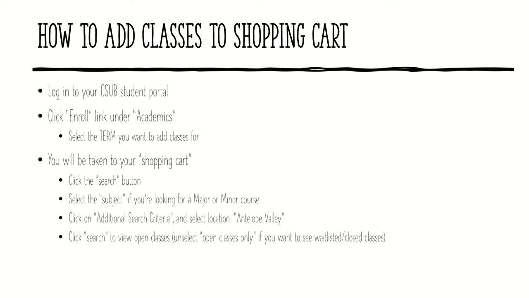Once you click Search, you'll be able to view Open Classes Only unless you select or unselect the Open Classes Only box during the search. The purpose of this would be to see waitlisted or closed classes if you want to add yourself to those. Select the course you want to add and click Next.